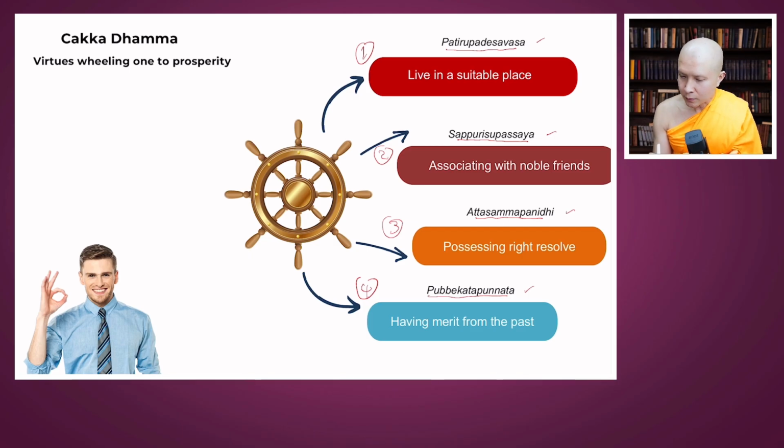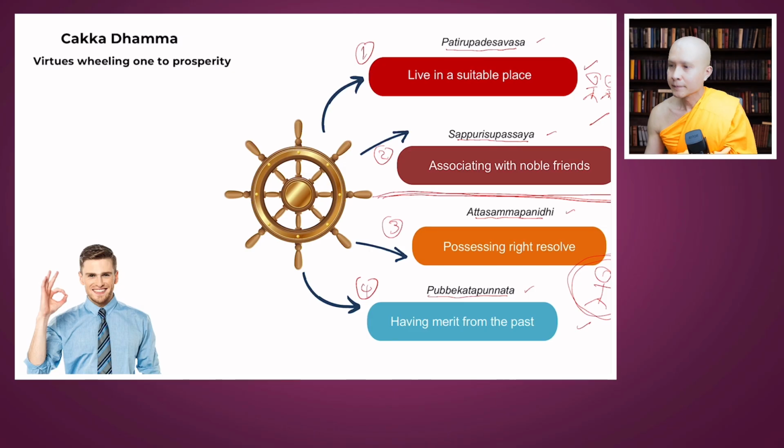We can divide them into 2 parts. Number 1 and number 2 are external factors. This is the place and this is the people. It's not you, it's outer factors. But here is about you: possessing the right resolve and having merit from the past. This is you, and this is others. So we're not alone in this world. If we want to grow, we somehow need to make sure that we live well with others. We maintain a good relationship with others.